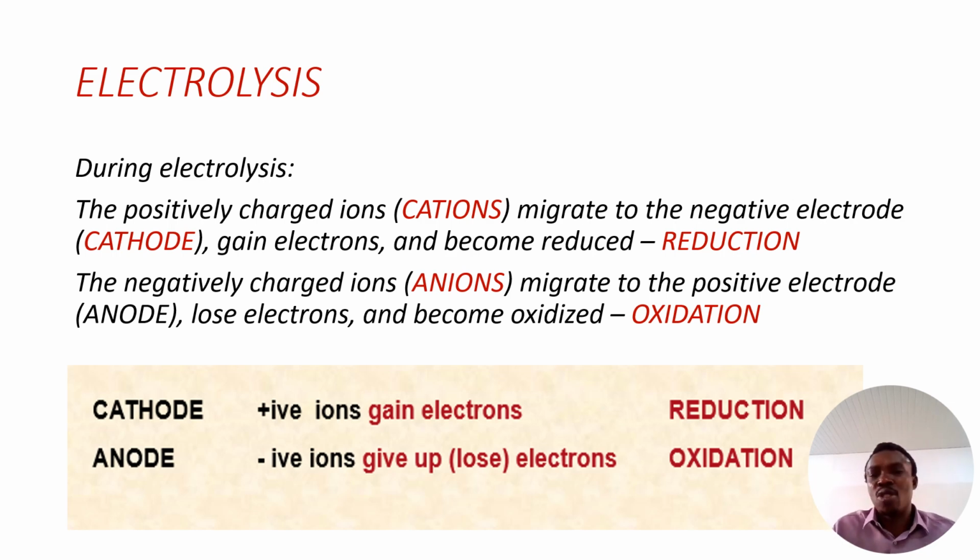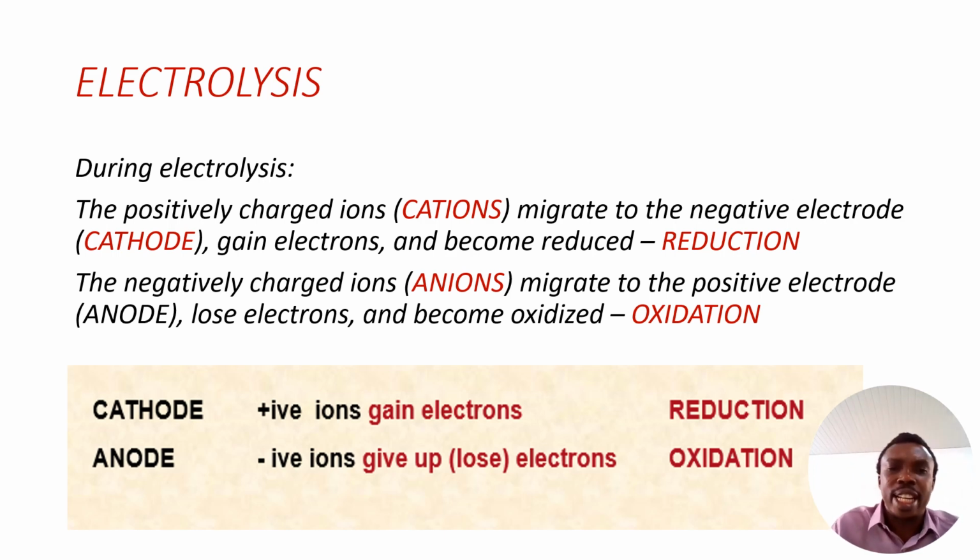An ionic compound consists of an aggregate of oppositely charged ions. So what happens is, when you pass electric current through it, it dissociates into its component ions: the positively charged ions, which are the cations, and the negatively charged ions, which are the anions. During electrolysis, the positively charged ion, the cation, migrates to the negative electrode, the cathode, gains electrons and becomes reduced. So reduction takes place at the cathode.